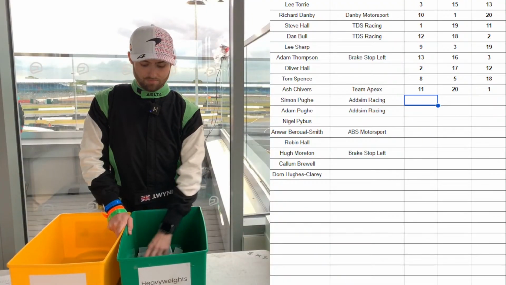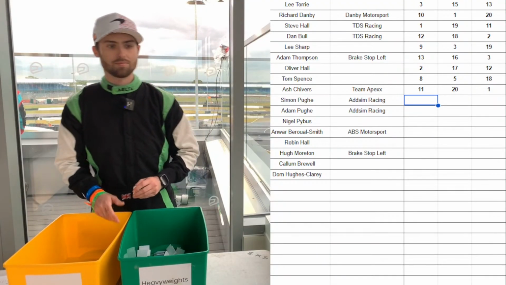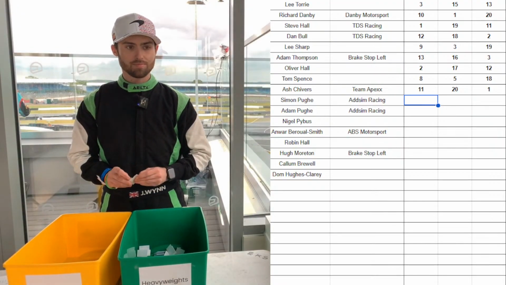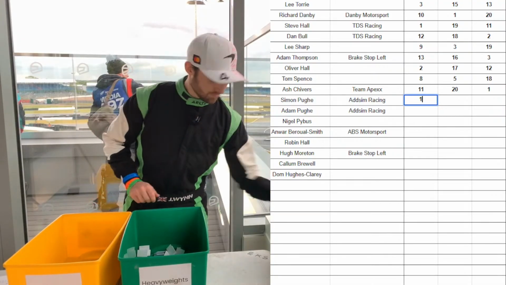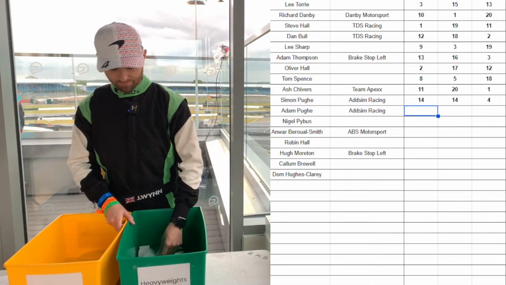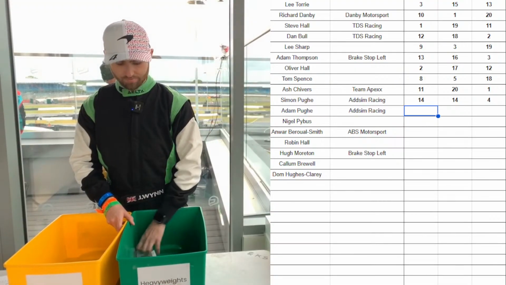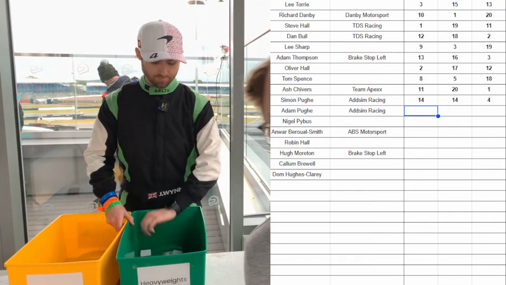Then next up we've got 2 people who very much are related. They're a father and son duo I believe. The first one is the father, Simon Pugh. You'll be starting your first heat from 14th position. That in turn means you're starting your second heat from 14th place as well, and then your 3rd heat will be starting up in 4th.